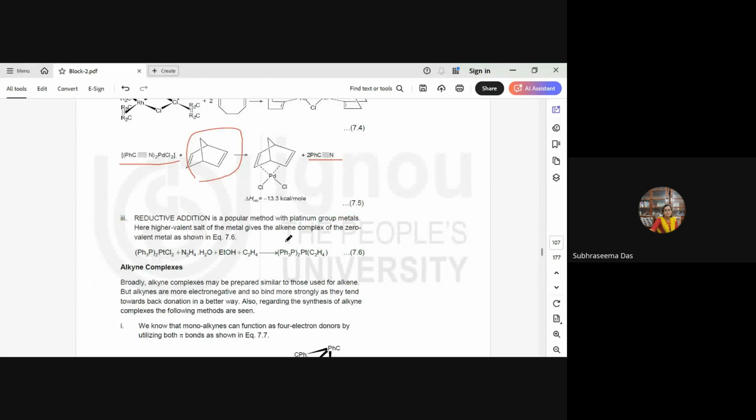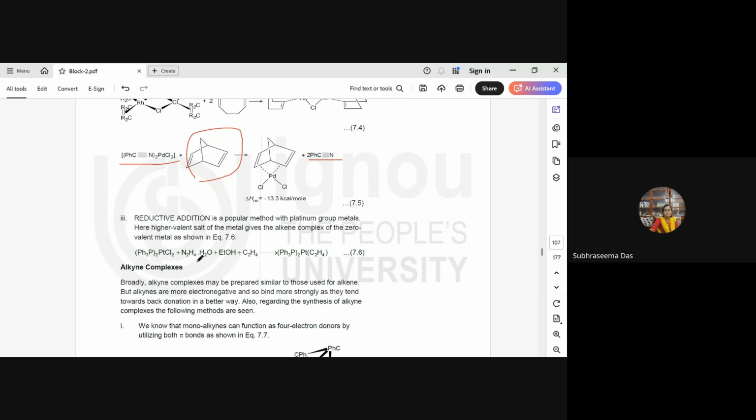And the third method of preparation of alkene complexes is the reductive addition. Reductive addition is popularly used for platinum group metals. Here the higher valent salt of the metal gives the alkene complex of the zero valent metal, as shown in equation 7.6.